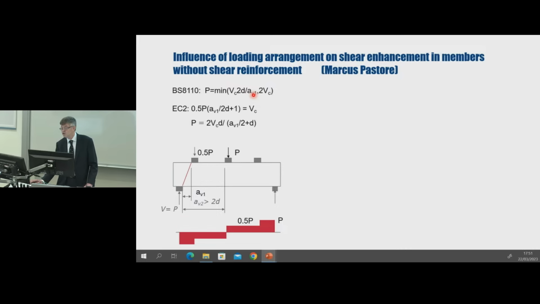So this results in this equation here for the failure load P. Using Eurocode 2, we calculate a reduced design shear force. So that's found by multiplying the load of a half P by AV divided by 2D, and then we add to that a contribution of a half P from the central point load, and we equate that reduced design shear force to VC.